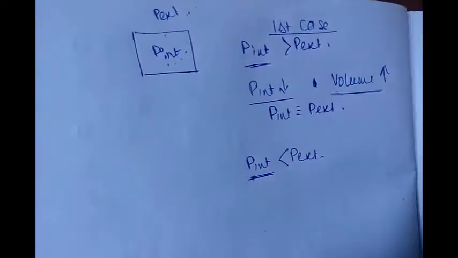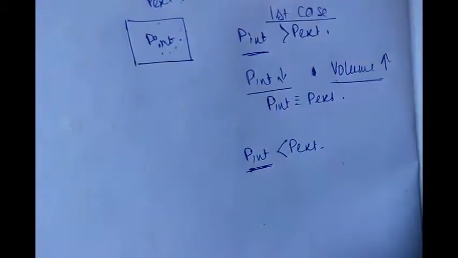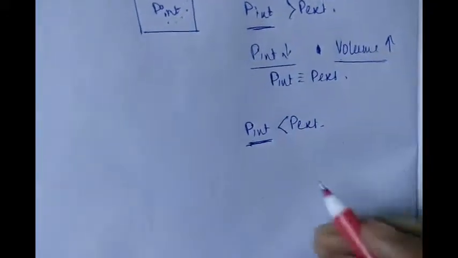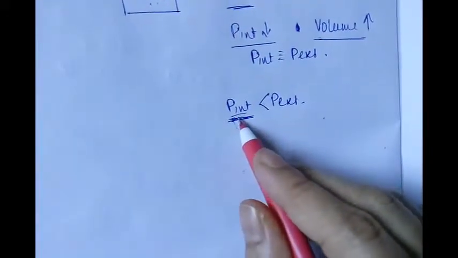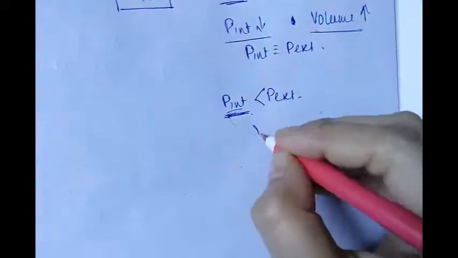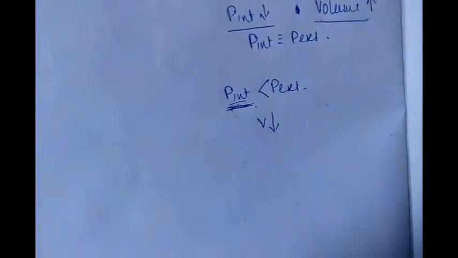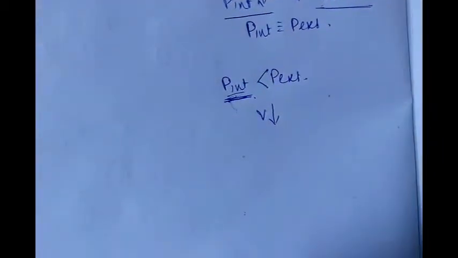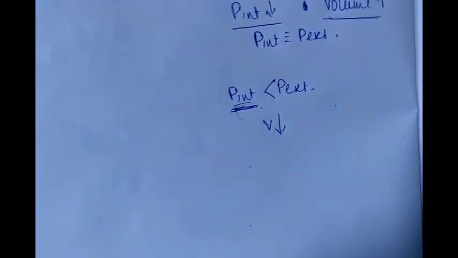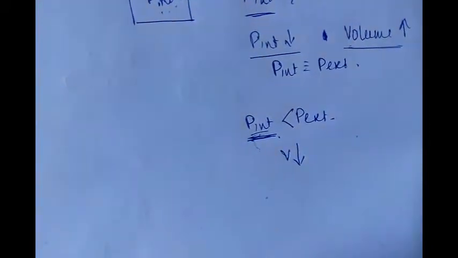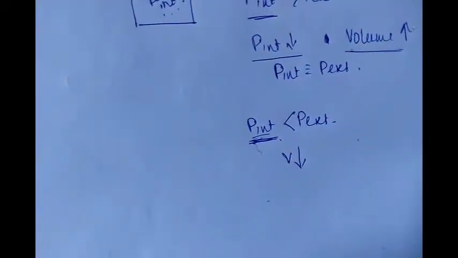In the first case, as P internal wants to decrease, volume will increase, hence expansion occurs, and when expansion occurs the work is done by the system on the surroundings. In the other case, as P internal wants to increase, volume will decrease, and compression occurs. Hence here work is done by the surroundings on the system.